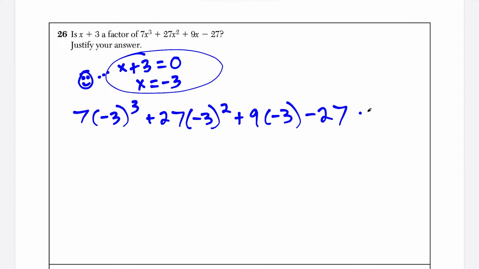So we could say that this expression is equal to 0, and that tells us that x plus 3 is a factor. Now, if we had to write a sentence, if we had to explain, then I would say since x equals -3 is a root, x plus 3 is a factor. But all we have to say here is, is x plus 3 a factor? We'll say yes, x plus 3 is a factor of the polynomial.